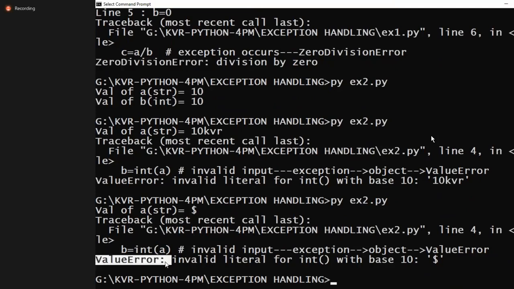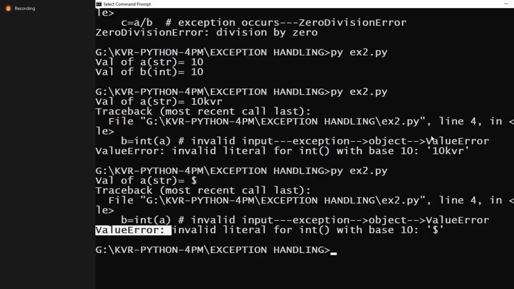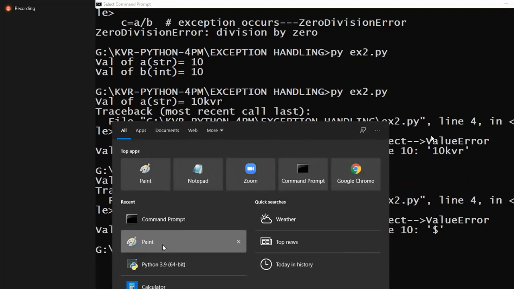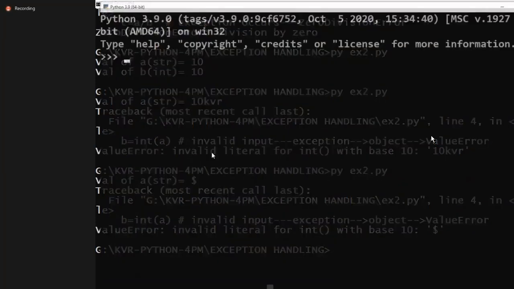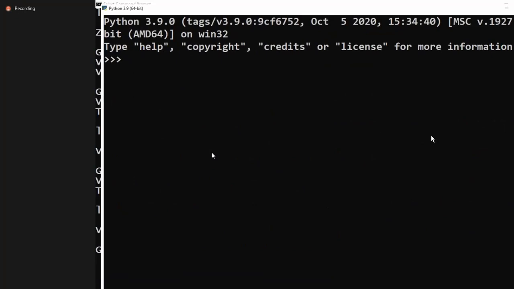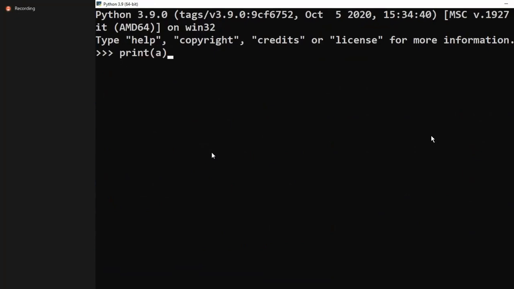Next, I will take one more kind of example. Go to your Python environment, the Python command prompt. I am printing A. A is actually not there. So immediately what happens? See, this is called an error message, a technical error message. See that, NameError: name 'A' is not defined.